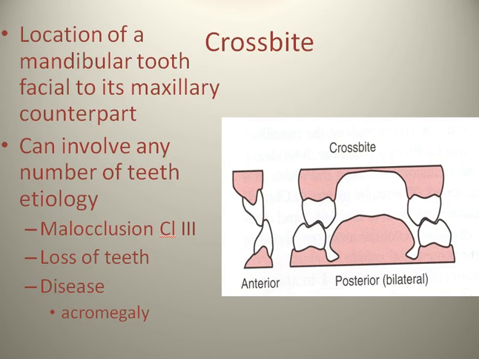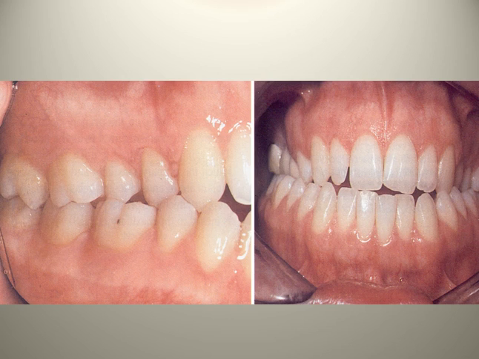In a normal bite, the buccal cusp of maxillary teeth is facial to its mandibular counterpart. In a crossbite, the mandibular buccal cusp is buccal to its maxillary counterpart. A crossbite can involve any number of teeth. Here are some examples of crossbite.